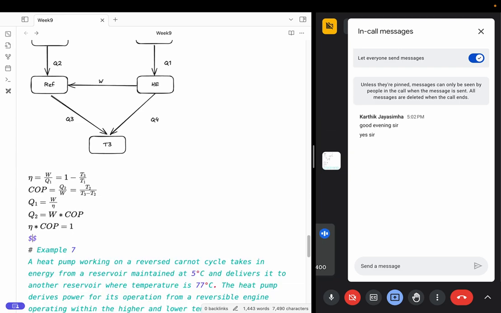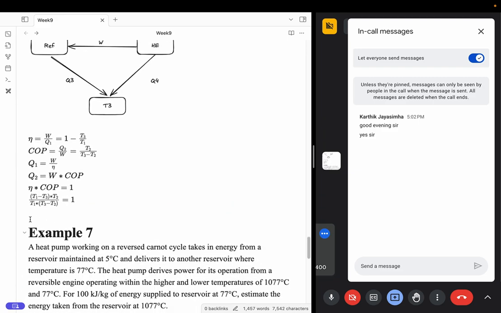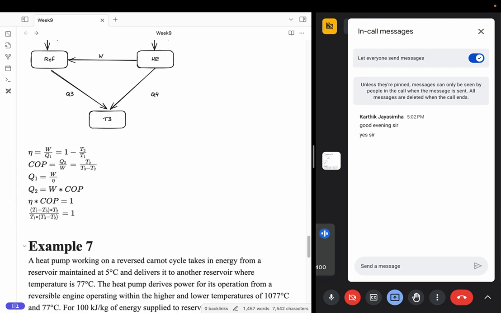So if you substitute that, we have T1 minus T3 times T2 by T1 times T3 minus T2 equal to 1. So we know T1 and T2. T1 is 600 Kelvin, T2 is 300 Kelvin. So if you substitute that, you can directly calculate T3. So what is the value of T3?